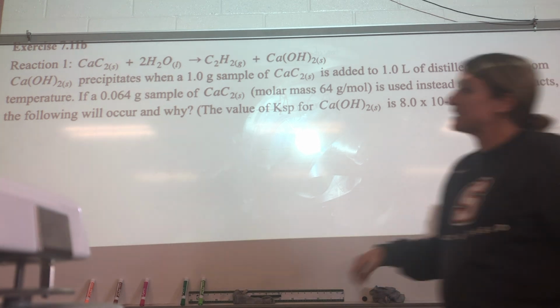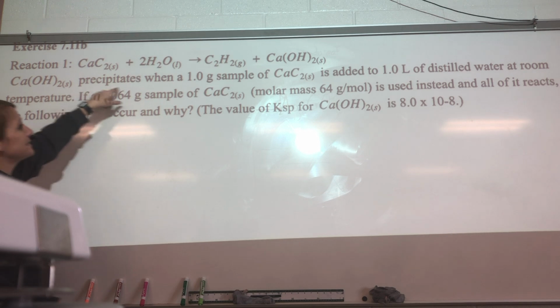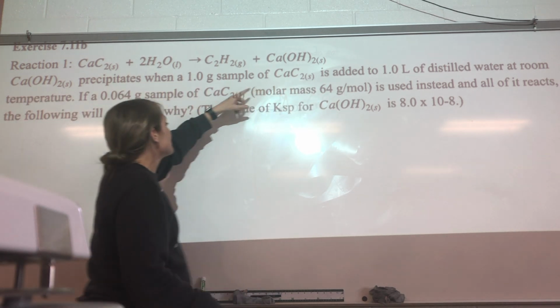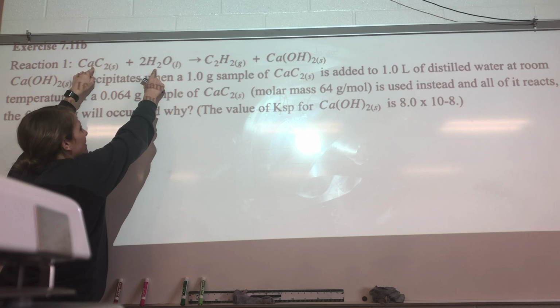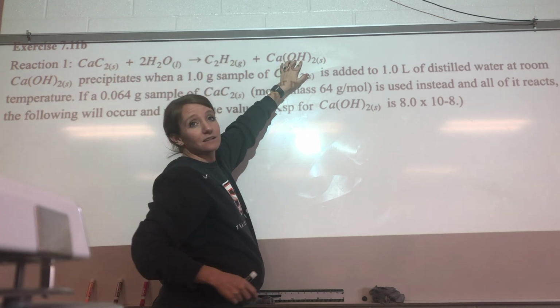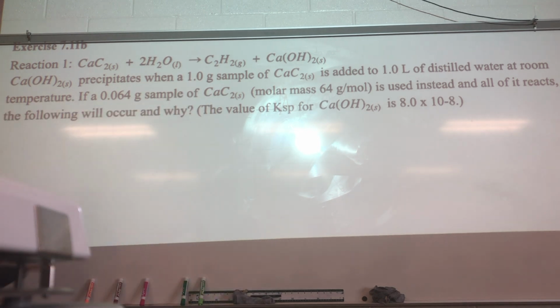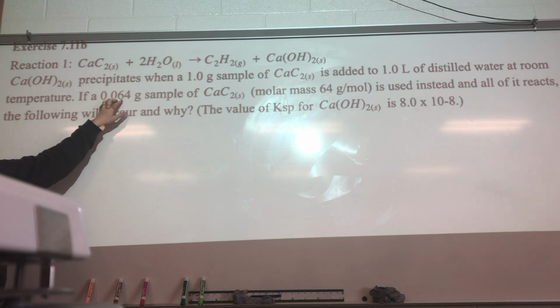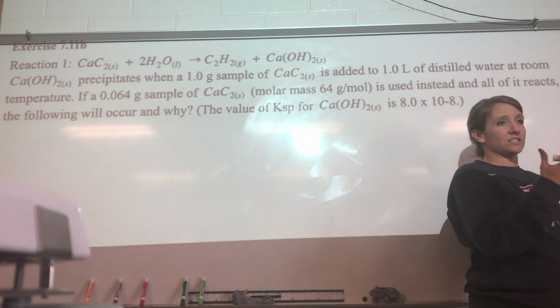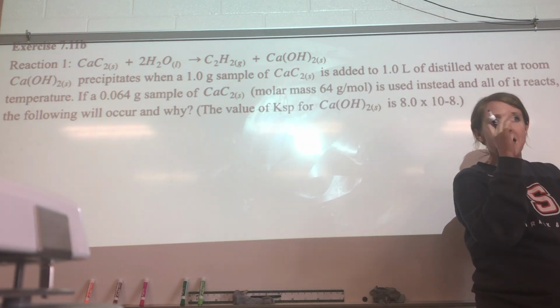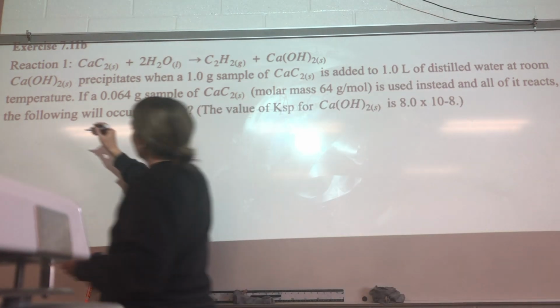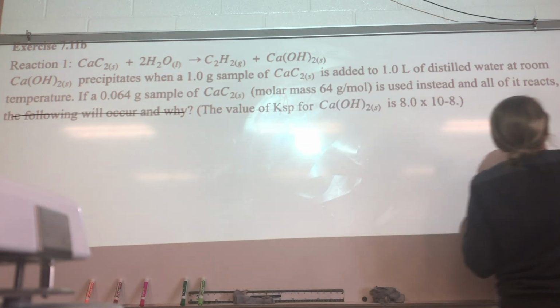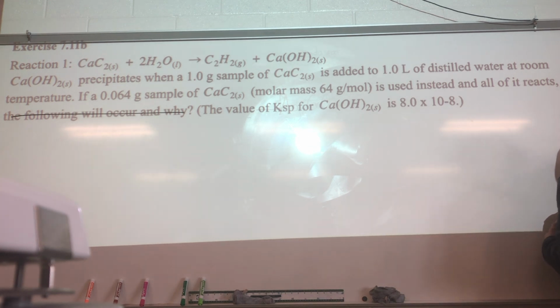So what it says here is, okay, I'm taking some calcium hydroxide precipitates when 1 gram of calcium carbide is added. So it's saying if I pour 1 gram of this into water, I can make this substance. We want to know if I only use this much calcium carbide, is that enough to precipitate calcium hydroxide? Or will it just be dissolved because we're not at equilibrium yet? Cross this question off. The question is, will calcium hydroxide precipitate?